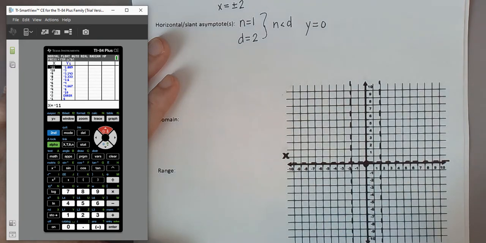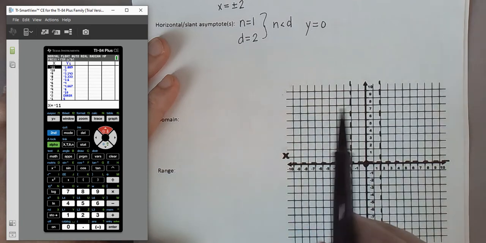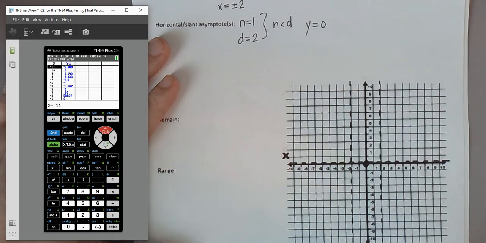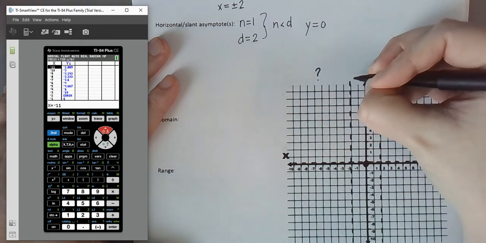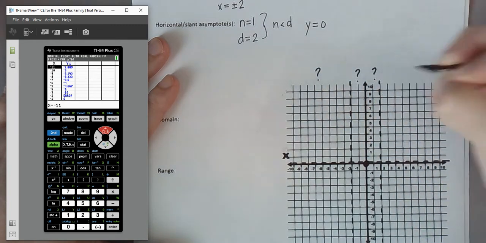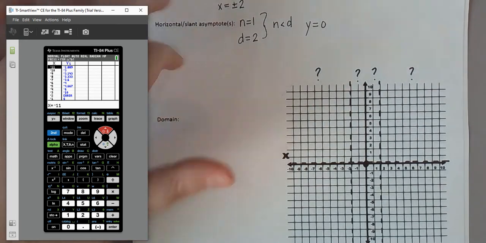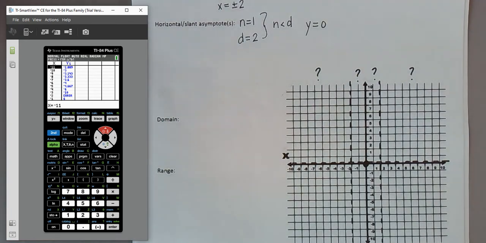Those are questions that both have to be answered. So there's actually 4 separate regions where we potentially need some additional points in order to get a good graph. So we don't know what's happening in any of these 4 regions. I'm going to mark them so we know to check all of those different locations with the graphing calculator.